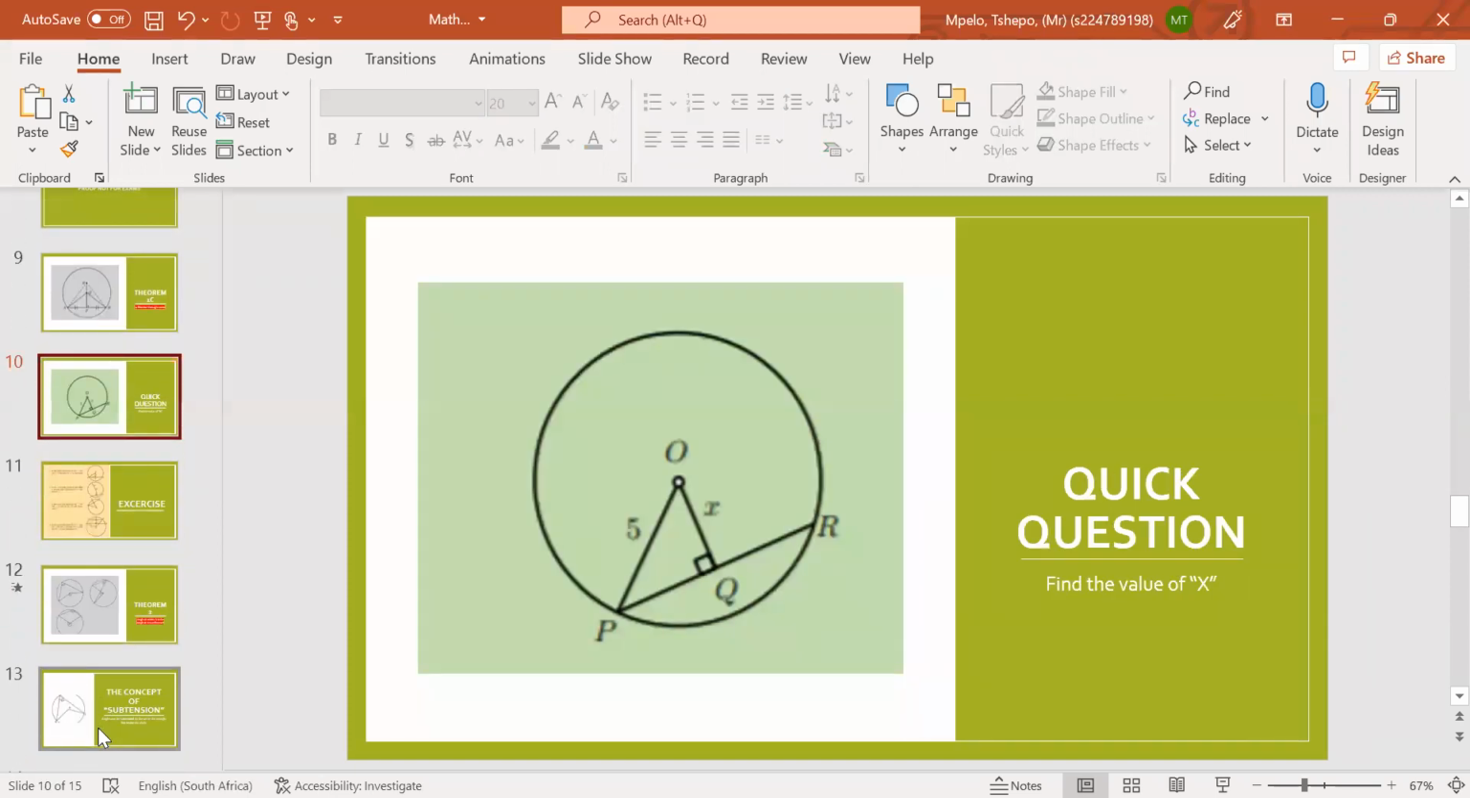This was so short, I should have added other theorems, but we're going to finish all of them this week, hopefully. Now, quick question. We have done all three theorems. I'm giving you 2 minutes. Please find for me the value of x.